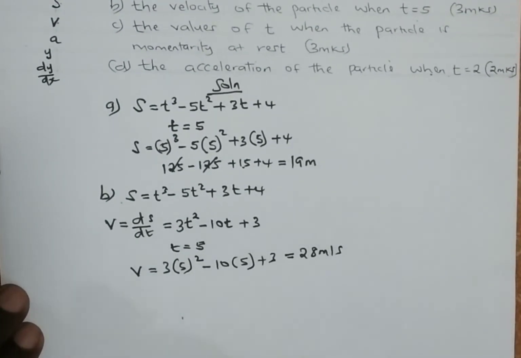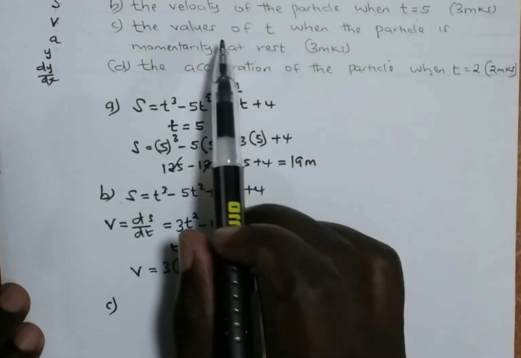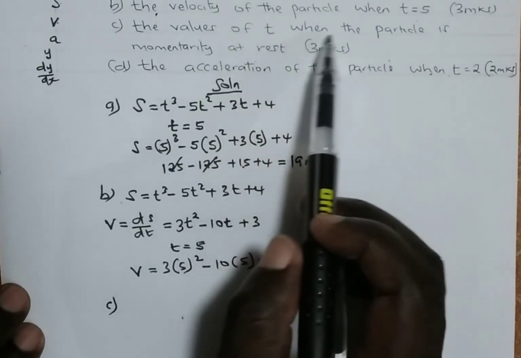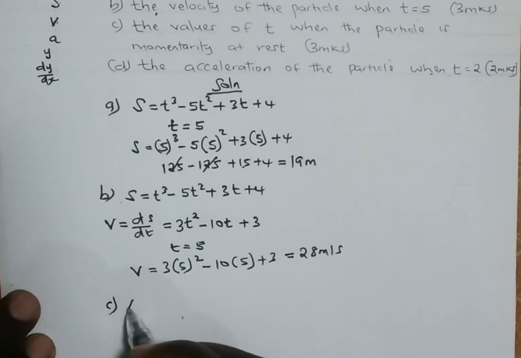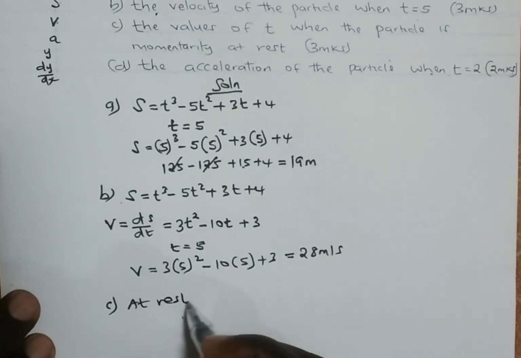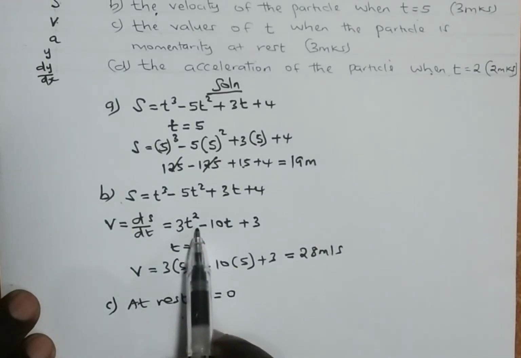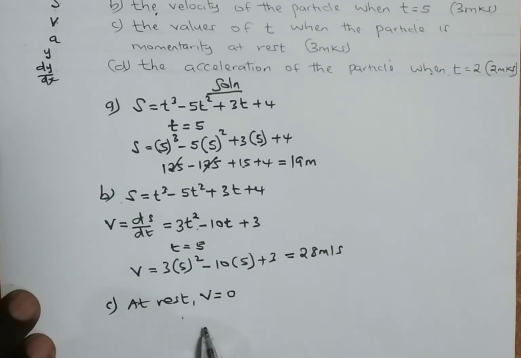We move down to part C. Part C, we are supposed to find the values of t when the particle is momentarily at rest, and you should always know that at rest the particle always has 0 velocity. Since we have the velocity function, we are going to take the velocity function and equate it to 0 before we work out the values of t.